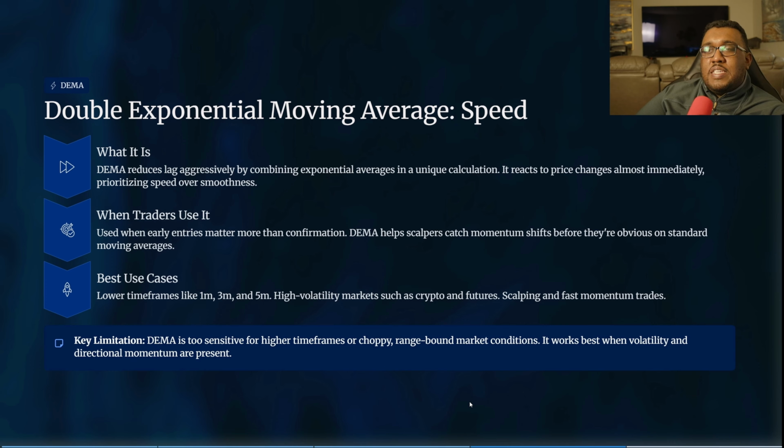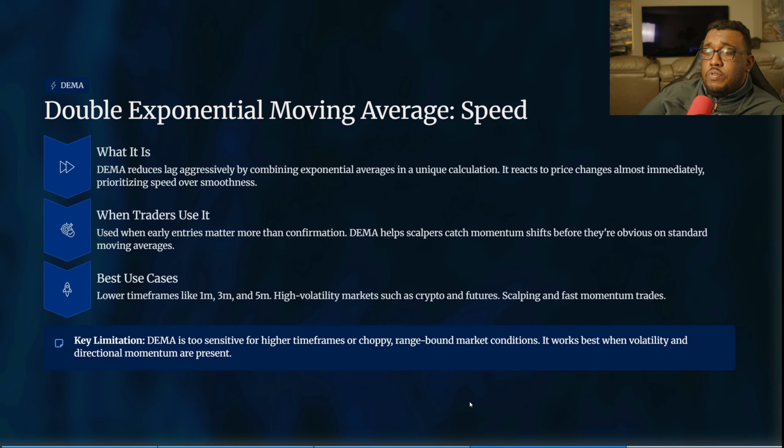So the double exponential moving average, this is all about speed here. What it is: the DEMA reduces lag aggressively by combining exponential moving averages in a unique calculation. It reacts to price change almost immediately, prioritizing speed over smoothness.